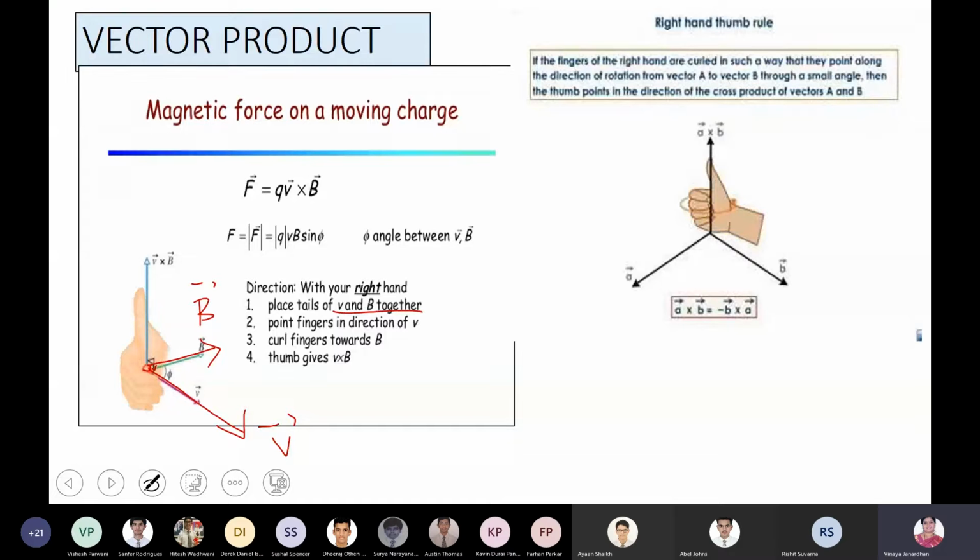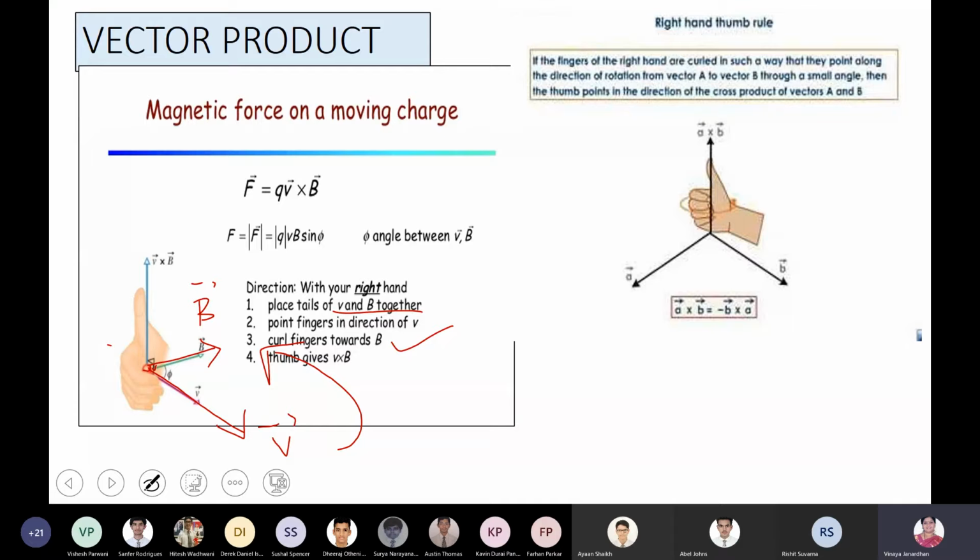Can you do that? I'll show a video, but at least right now you can do. All your 4 fingers of your right hand, right? Keep them along the direction of V vector. And then next step, curl all your fingers of your right hand towards B. So first stretch all the fingers of your right hand along the direction of V vector, and then curl all your fingers in the direction of B vector. Then in which direction will your thumb point?